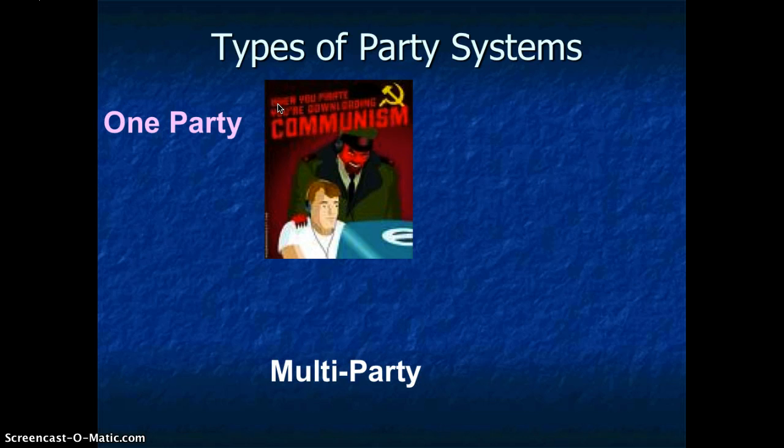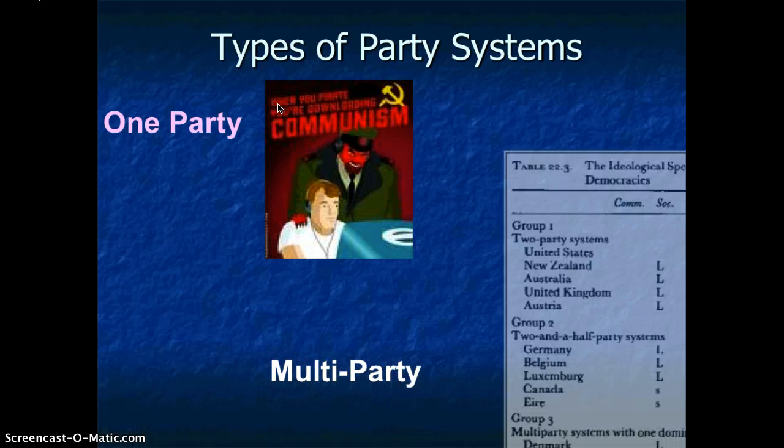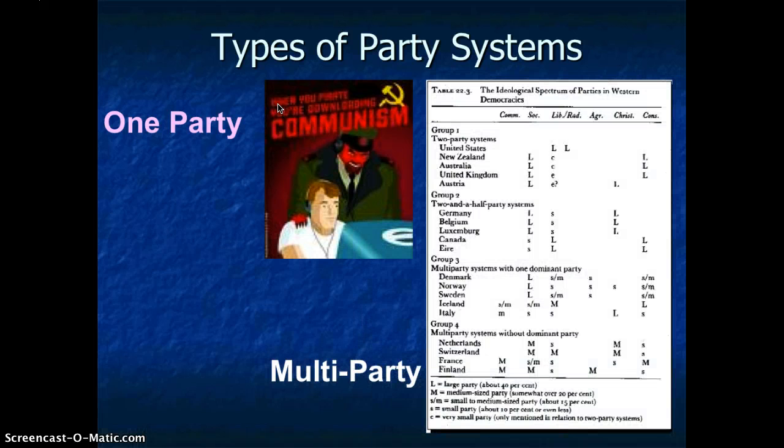The second type is a multi-party system. And obviously this is a system in which there are more than two major parties in a country. Typically, most democracies are actually multi-party systems. And what happens in these governments, in order to gain control of the government, major parties have to work together and form what's called a coalition or a partnership. And it's with that coalition that they're able to accomplish things in the government and take control of policy making.